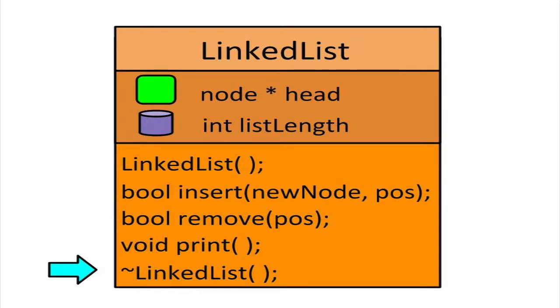Since each node is a dynamic variable, it will be taking up space in RAM, so it's important to release this memory once it's done. In other programming languages, like Java, we wouldn't worry about a destructor method since it has automatic garbage collection, unlike C++.